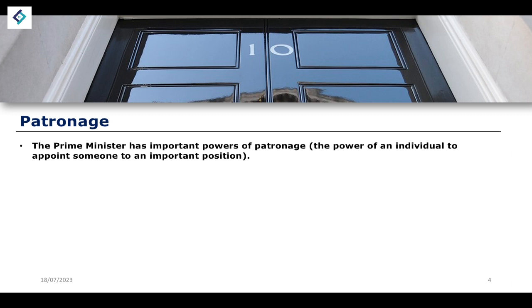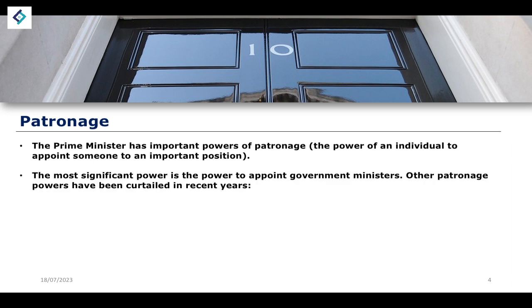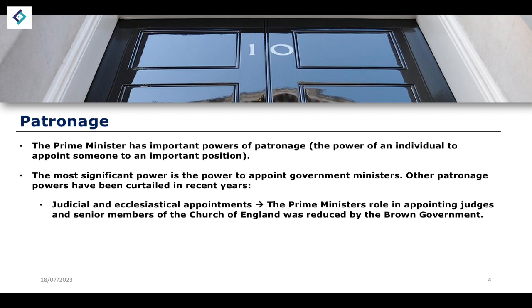What patronage essentially means is the power of an individual to appoint someone to an important position. That's what patronage means, and the Prime Minister has this power. They have the power to appoint and dismiss people from positions of high office. The most significant of these is the ability to appoint government ministers. Other patronage powers have also existed, but have been curtailed as time goes on.